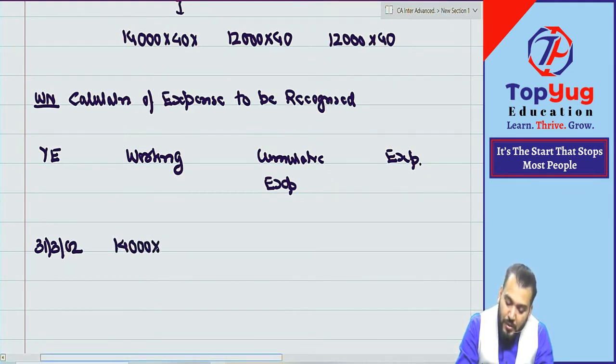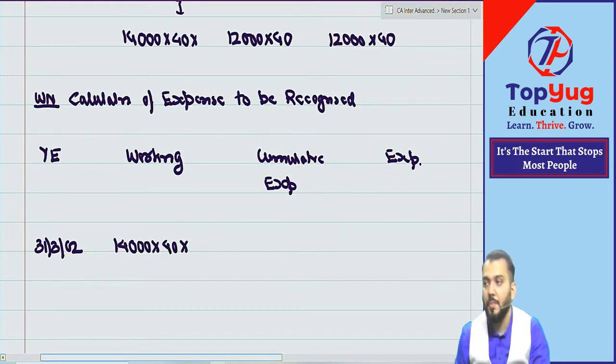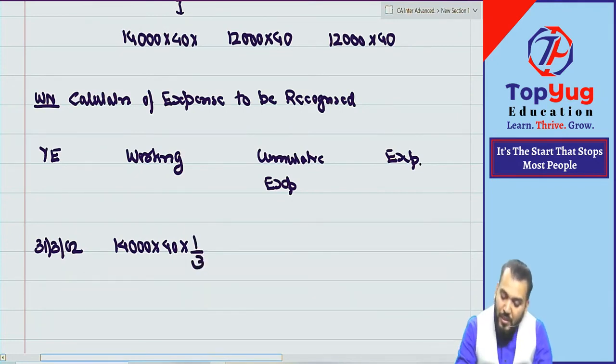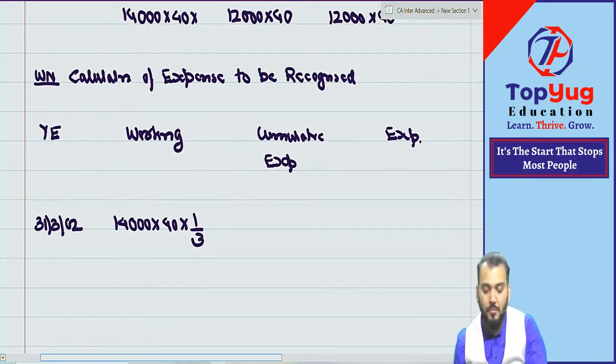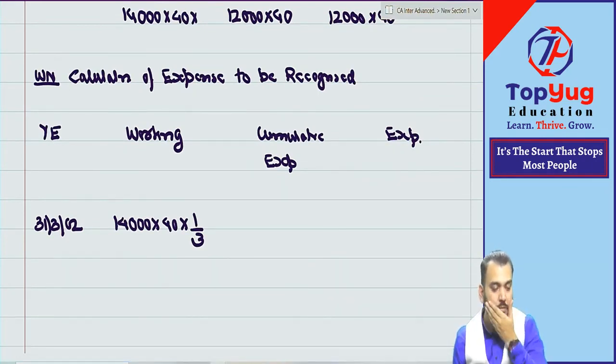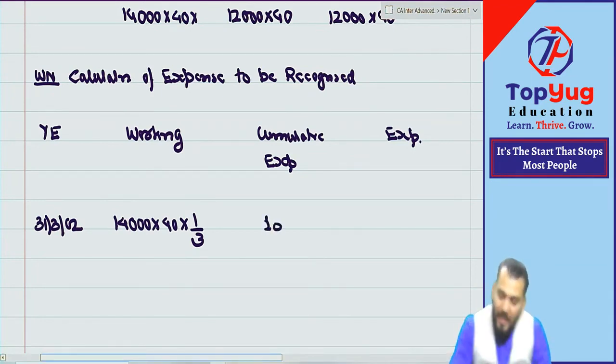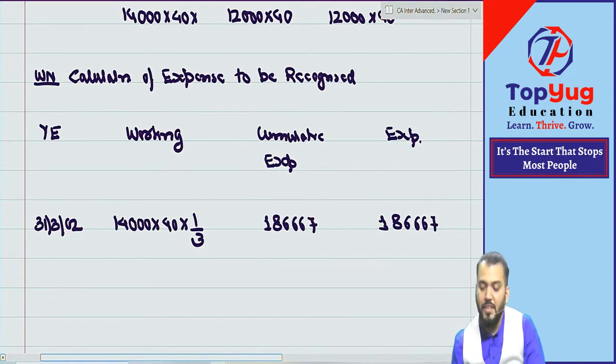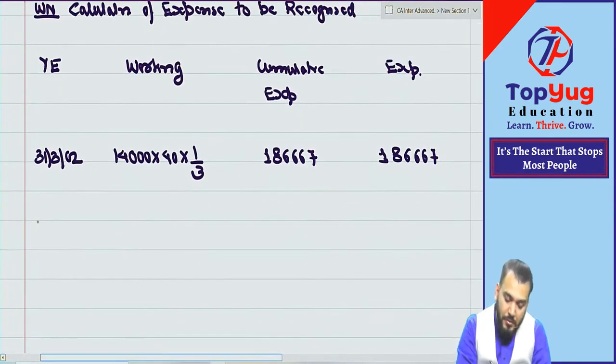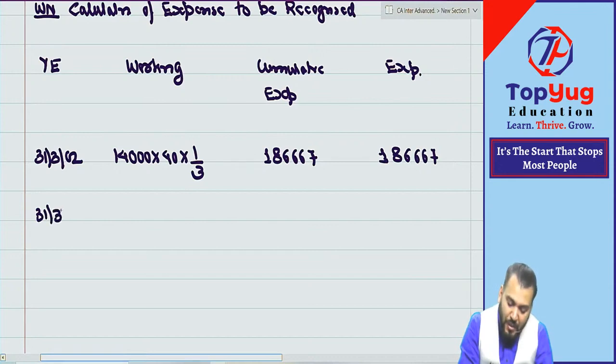14,000 into 40 into what? This is the total value of option into 1 by 3. So 1 by 3. What is the cumulative expense? One lakh 86,667, and this will be only expense. Very good, excellent. Then we'll come to the second year 31st March 2003.